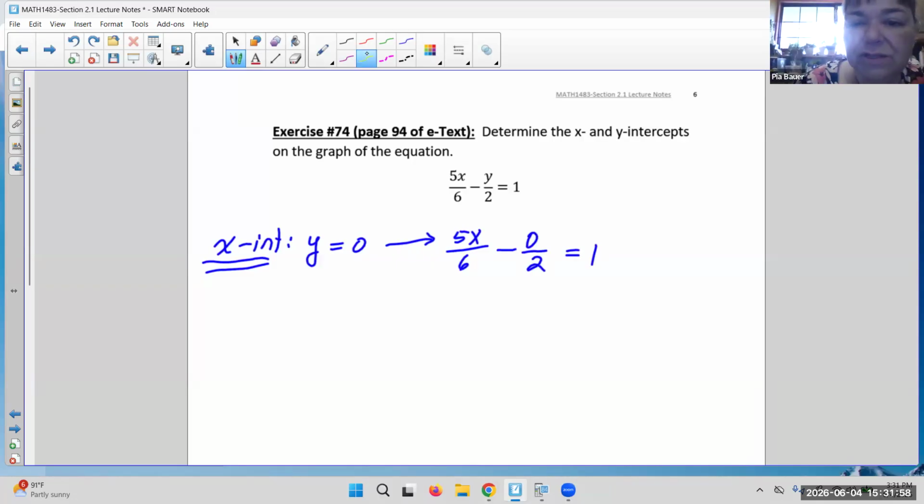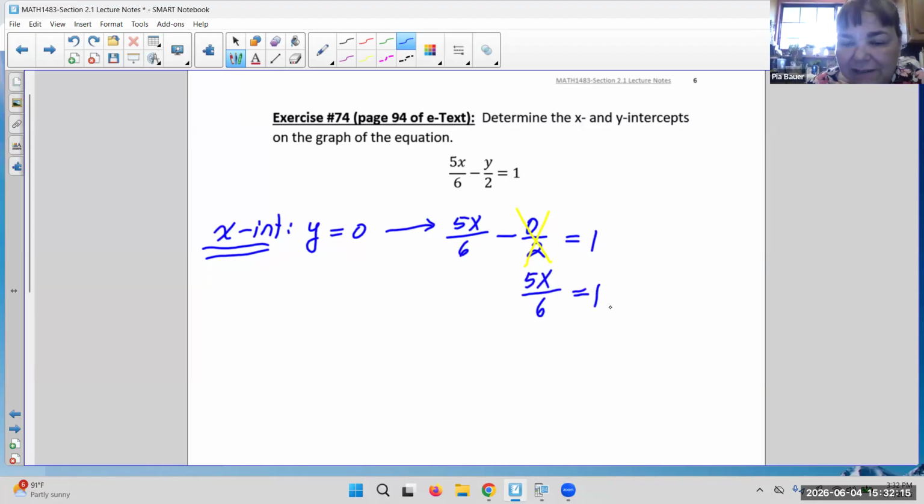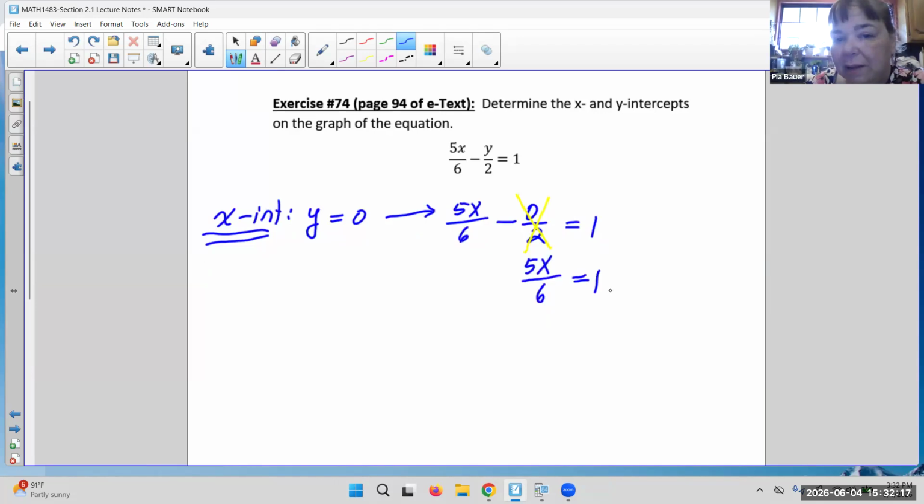But that is also 0. 0 divided by 2 will actually give you 0, and that leaves you 5x over 6 equals 1. There are different ways that you could isolate that. You could multiply both sides by 6 and then divide by 5, or you could think of multiplying by the reciprocal, which is 6/5.